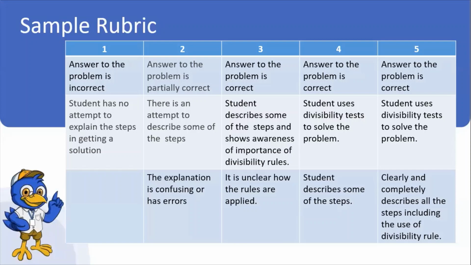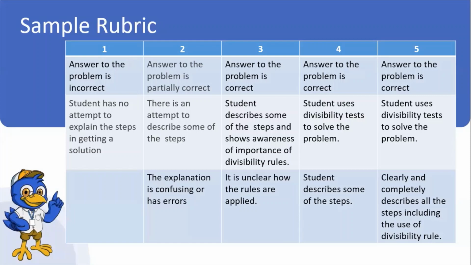A sample rubric for this task would be: you give a student 1 point when they fail to answer the problem correctly. You give a student 3 points if they were able to answer the problem correctly and they were able to describe some steps and show awareness of the importance of divisibility rules. However, it is unclear how the rules are applied.